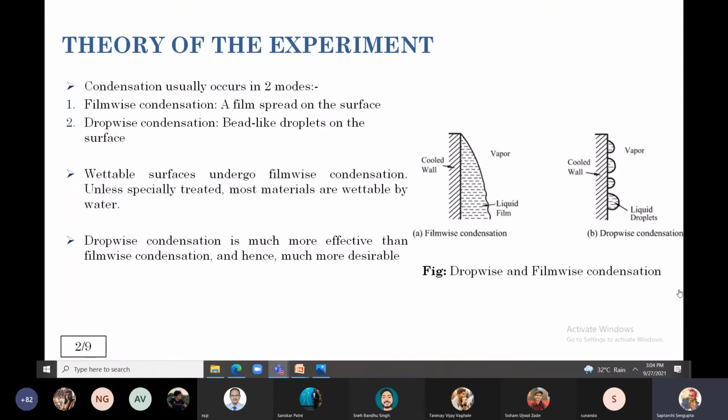Yes. So can anyone please answer the question that I put forth to you? Why is it that dropwise condensation usually has higher heat transfer rates? Because it has higher surface area.